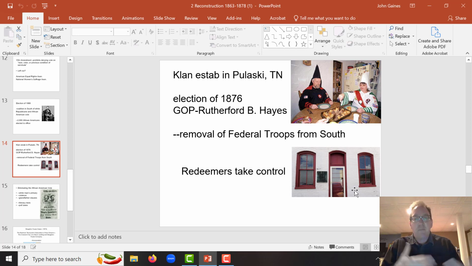But unfortunately, the Klan is very effective in pushing down African American votes. And even though there's progress during the Reconstruction years with the expansion of African American rights, we're going to get to the election of 1876. The Republicans are going to run Rutherford B. Hayes. The Democrats, you don't have to remember, are going to run Samuel Tilden.